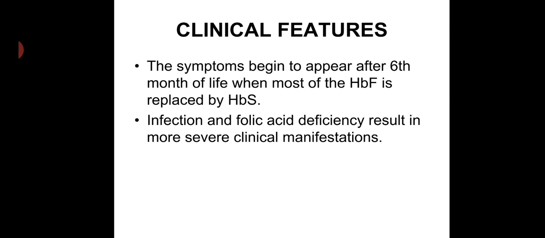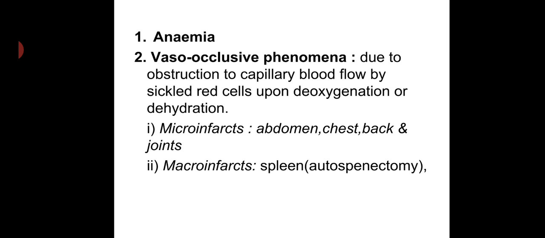Now coming to clinical features. The symptoms of sickle cell anemia begin to appear after the 6th month of life, when most of the fetal hemoglobin is replaced by sickle hemoglobin. Infection and folic acid deficiency result in more severe clinical manifestations. First and foremost presentation is anemia, which is a severe hemolytic type of anemia.